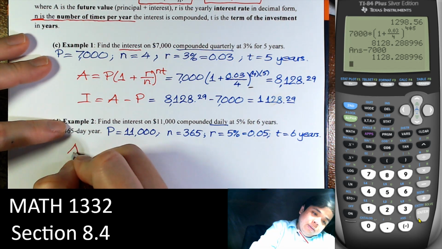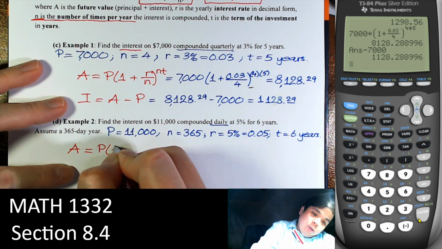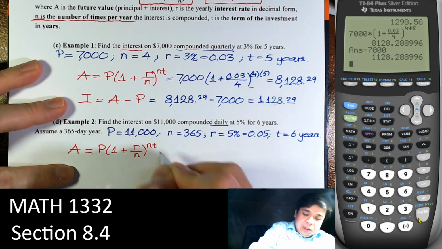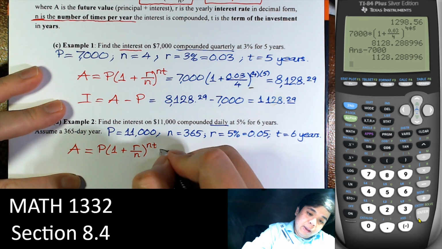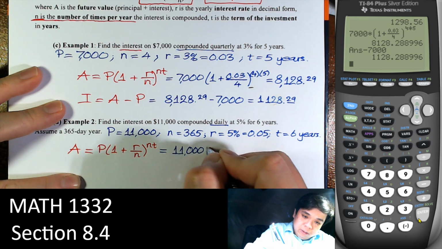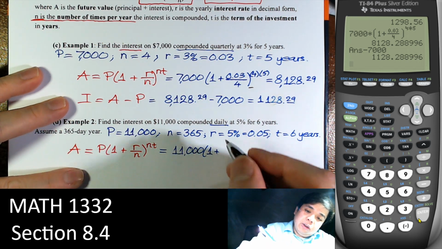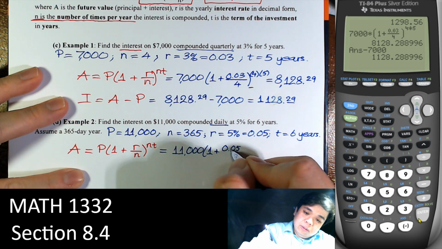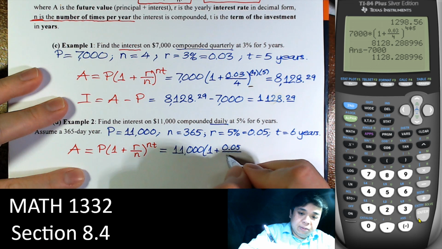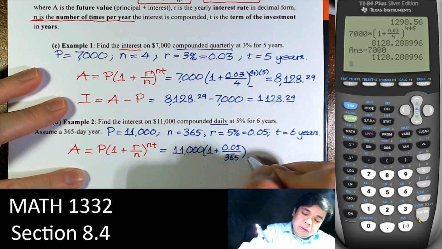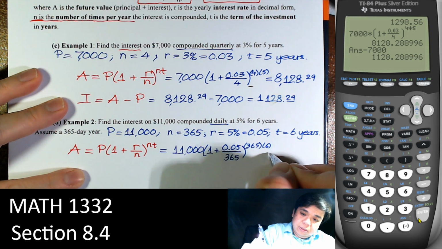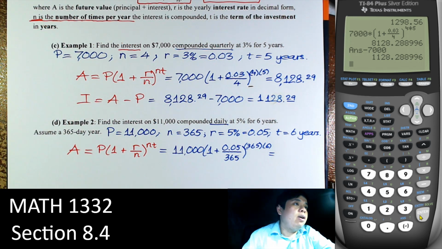So A equals P times (1 plus r over n) to the power nt. Principal, the rate over n, to the power 365 for 6 years. Right.